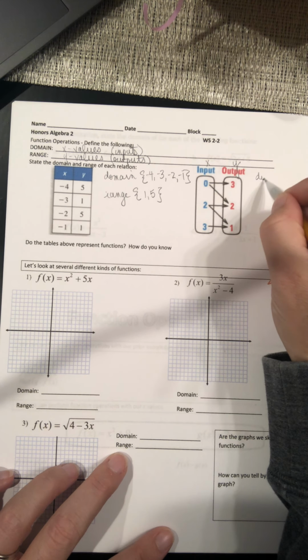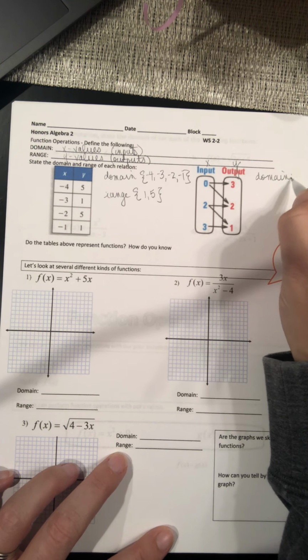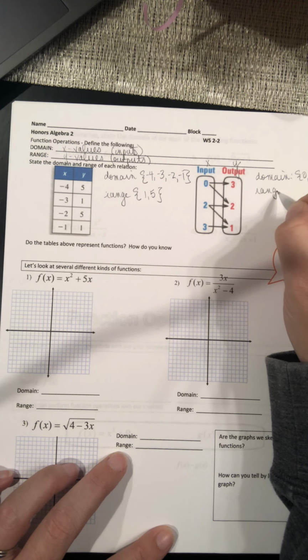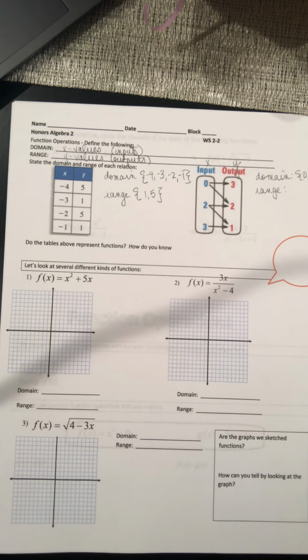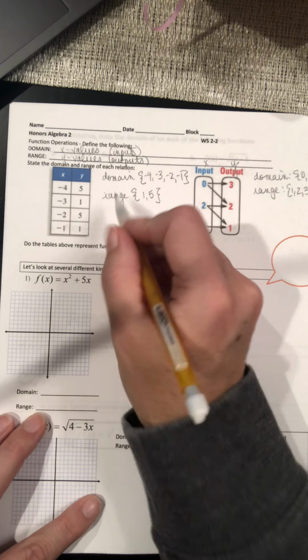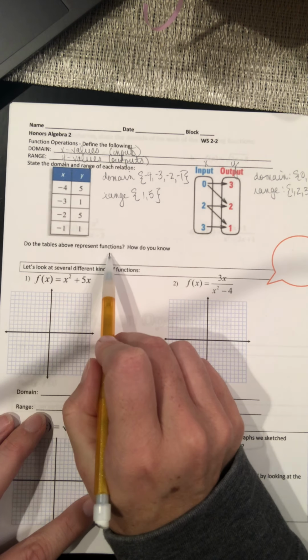So if you want your domain, right, it would be 0, 2, 3. And then your range would be 1, 2, 3. Usually you list it in order. It doesn't have to be, but usually it's in order, okay? And then the question is do these tables represent functions?